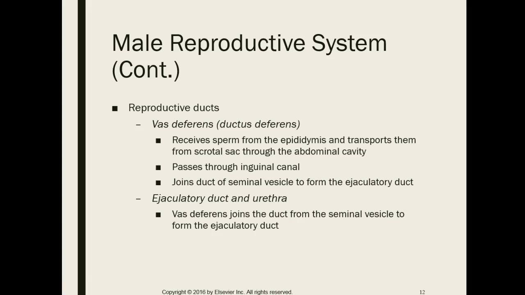Once that vas deferens joins with the seminal vesicle, they form the ejaculatory duct, which then moves into the urethra. So we start at the testes, go through the epididymis to the vas deferens, seminal vesicle, and then the ejaculatory duct, ending at the urethra.